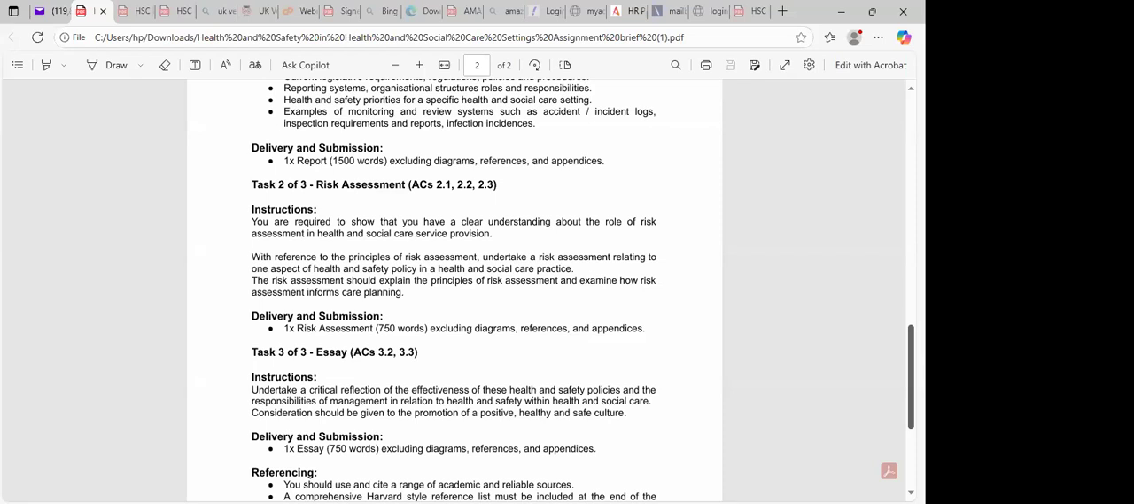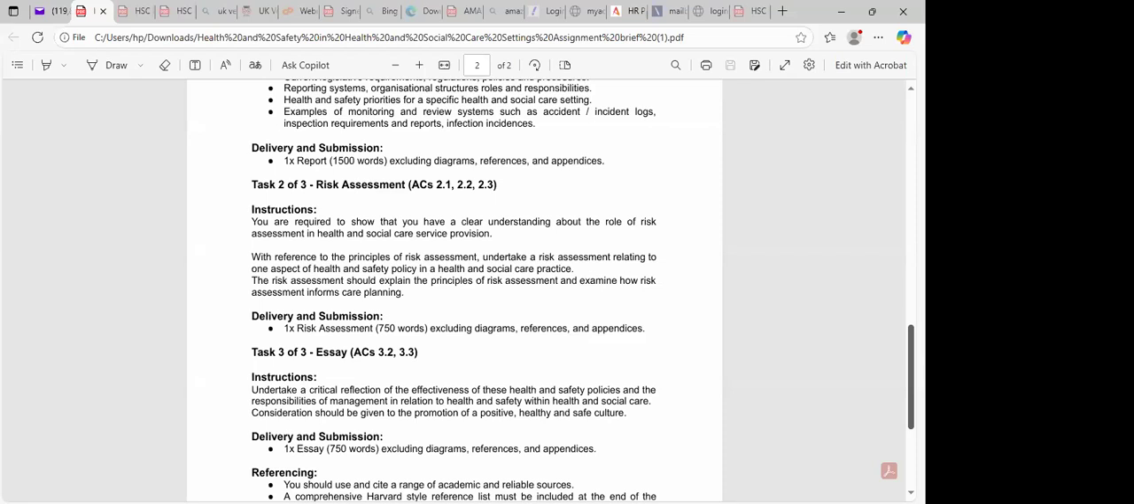Okay, so it says: understand a risk assessment relating to one aspect of health and safety policy in health and social care practice. Undertake a risk assessment relating to one aspect of health and safety policy in a health and social care practice. Did you see that, please? What's your understanding of that? Can you say that again? With reference to the principles of risk assessment, which you said you did, right?